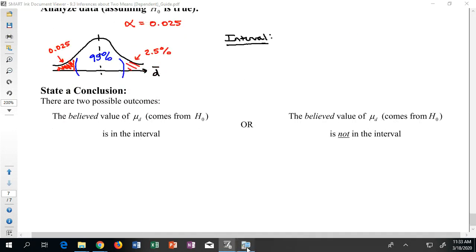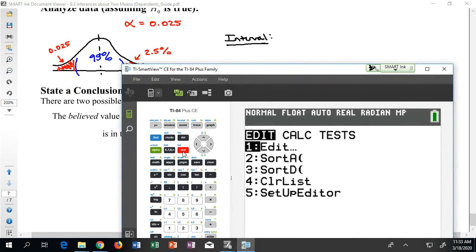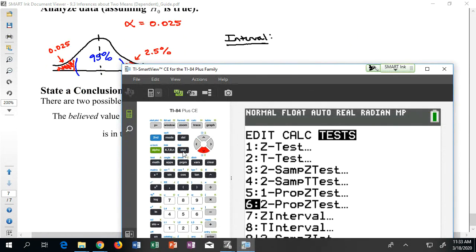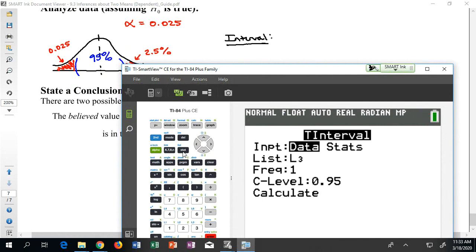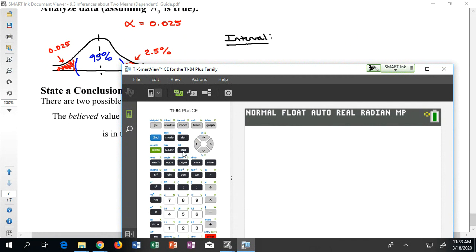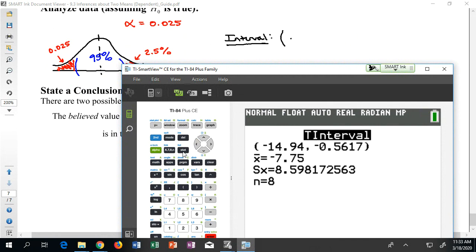I'm going to use a t-interval as suggested by the formula sheet. And again, I'll use the data that I already have, using the numbers from list 3, because that's where the differences are. Fortunately, everything's already set up for me, so I can just go right to calculate. It looks like I get the interval negative 14.94 to negative 0.5617.